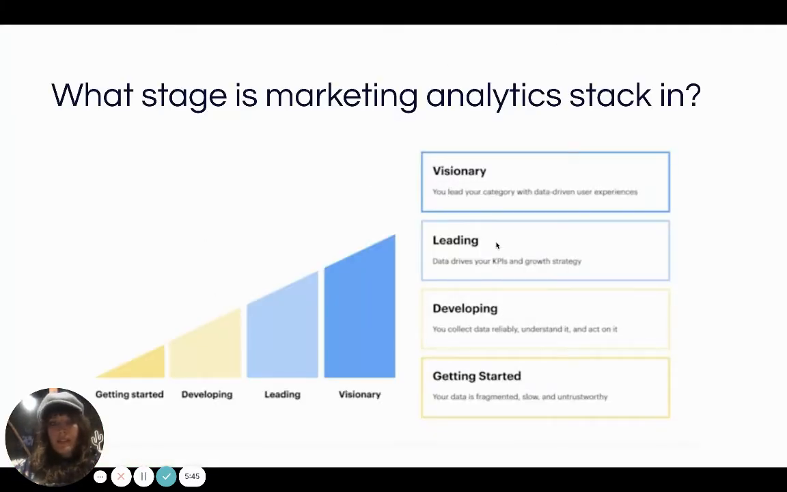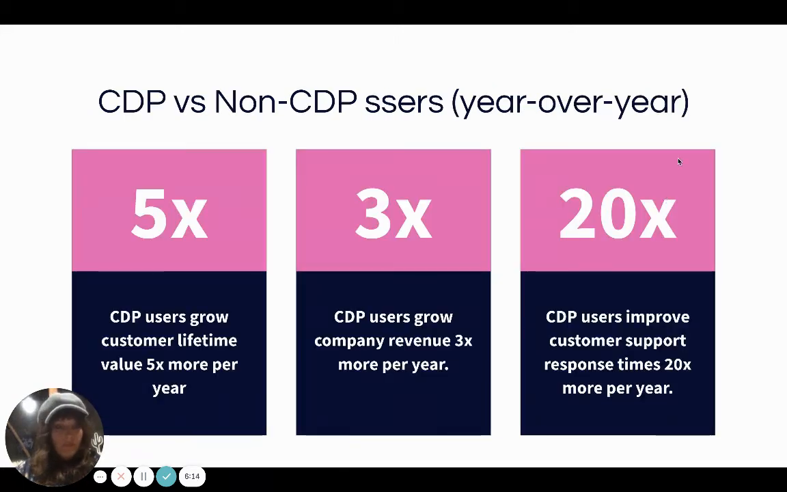So this is a nice little graph to just get you thinking about your organization. Where exactly are you in your marketing and analytics stack? Are you just getting started? Is your data fragmented, slow, and untrustworthy? Are you just starting to develop your data infrastructure? You're collecting data reliably, you understand it, and you're able to act on it. Are you leading? Is your data driving your KPIs and your growth strategy? Or are you a visionary leading your category of data-driven user experiences?